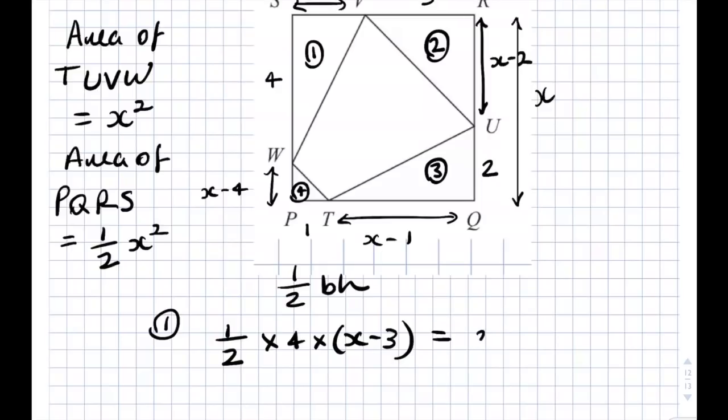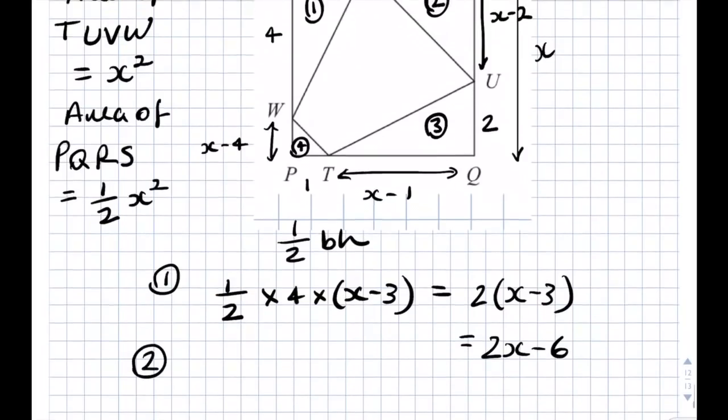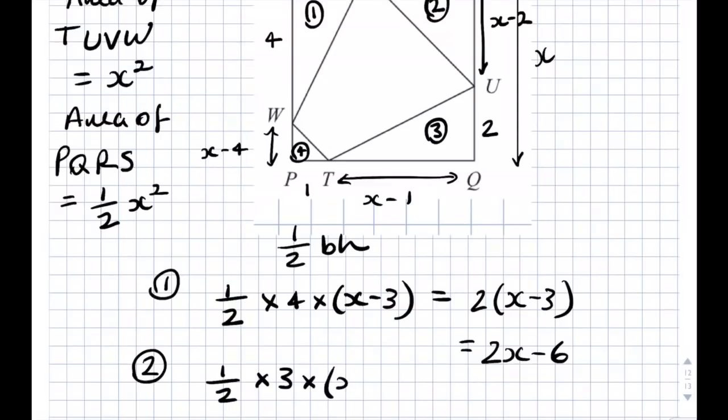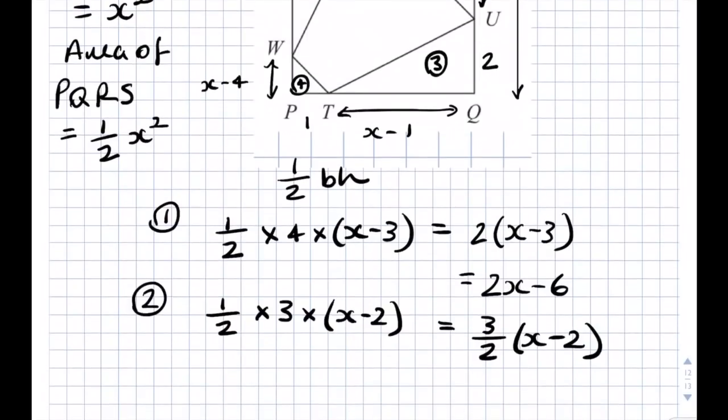Which of course is going to simplify to 2x minus 3, which expands to 2x minus 6. Okay, shape 2. It's going to be a half of 3 times x minus 2, which is 3 over 2 bracket x minus 2, which simplifies to 3 over 2x minus 3.